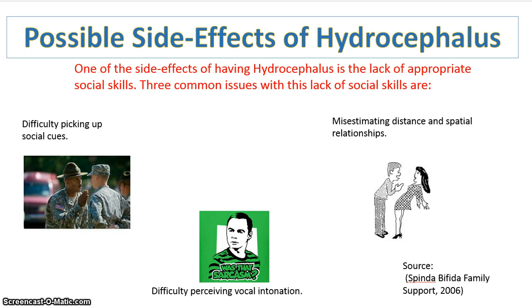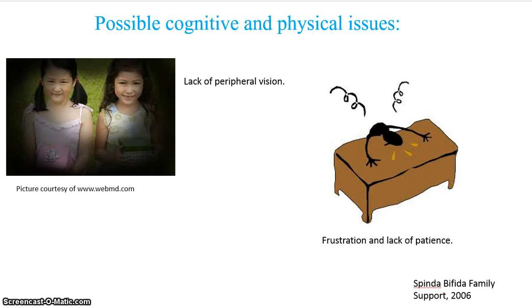Also, misestimating distance and spatial relationships is common for people with hydrocephalus. That just means that they get in your face. Possible cognitive and physical issues include lack of peripheral vision and frustration and lack of patience.